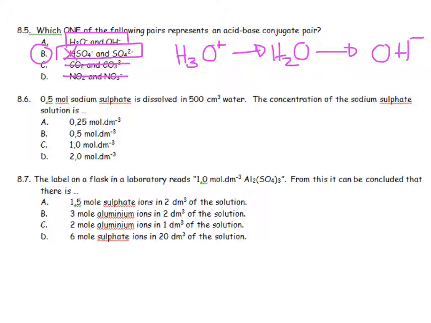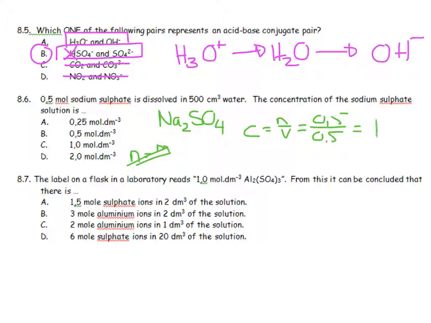Then 8.6, I've been given a solution over here of sodium sulfate. Sodium sulfate is Na2SO4, and they would like to know the concentration of that. So I need to say concentration is equal to number of moles divided by volume. Before I do that, I need the number of moles is equal to the mass. Oh no, they've given me the number of moles. How cool is that? So it's 0,5 divided by 0,5, and I land up with 1 mole per cubic decimeter. That was pretty easy.